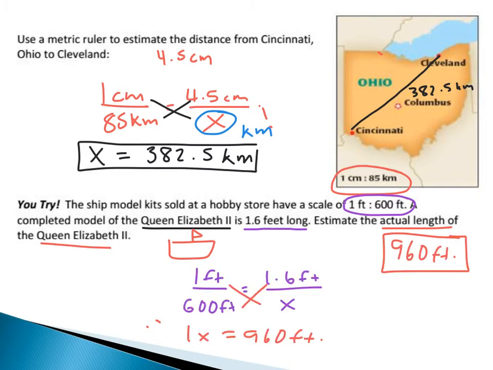So comparing what you got, hopefully the same. I got 960 feet as the length of the ship. That is about, you've got to think, 300 feet is 1 football field, so it's about 3.5, almost 4 football fields long. That's a pretty big ship.